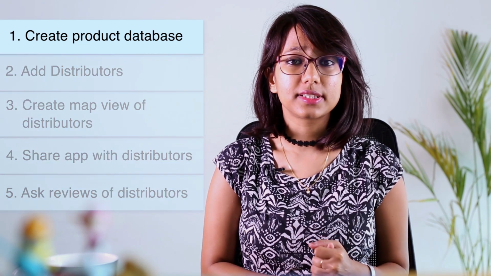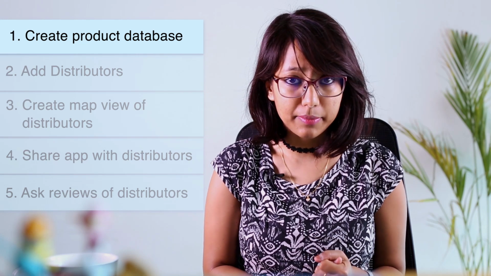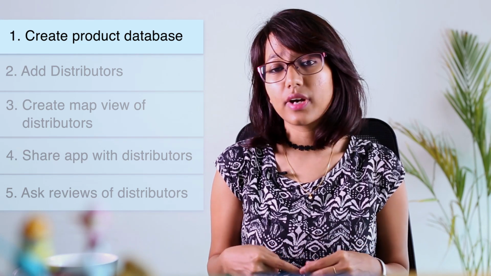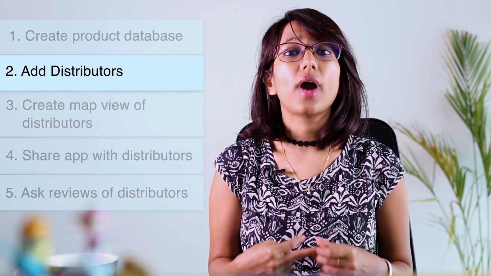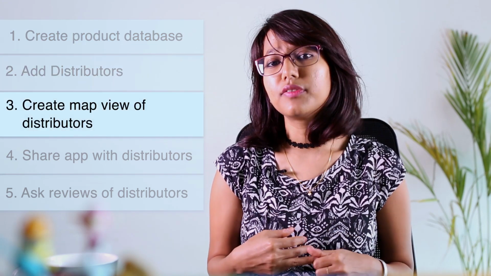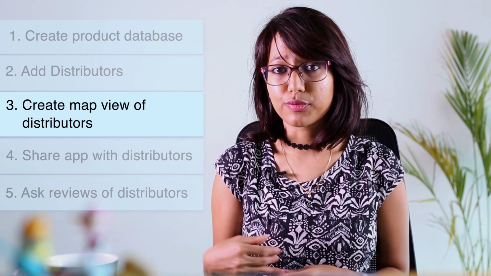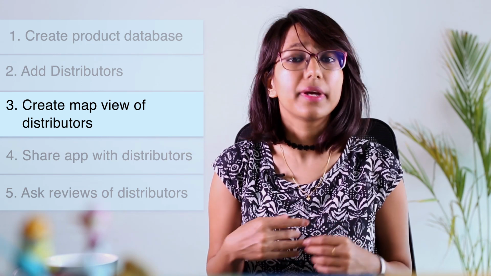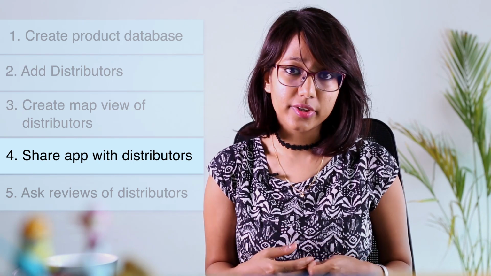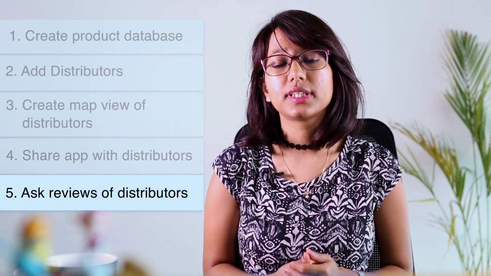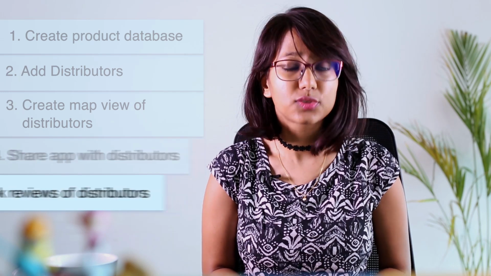The first feature is that we need to have our product database. We need to add products and categorize them under categories and subcategories. The second feature is that we need to add our distributors. The third feature is that we will create a map report for our distributors so that we can check them in the map. The fourth feature is that we will share the app with our distributors. And the fifth feature is that we will ask for reviews of our products from our distributors.